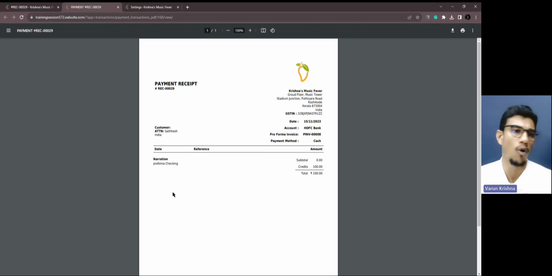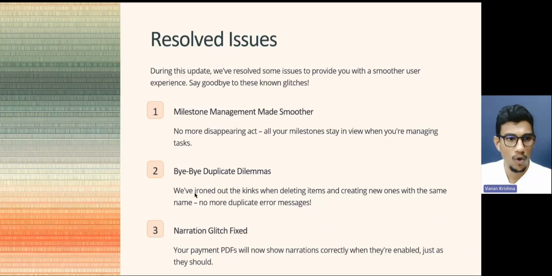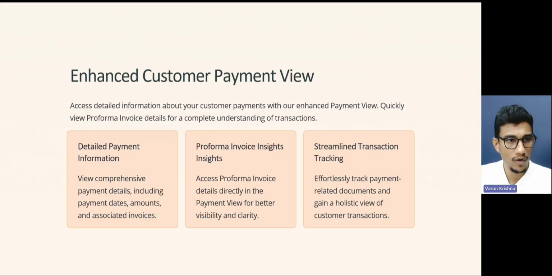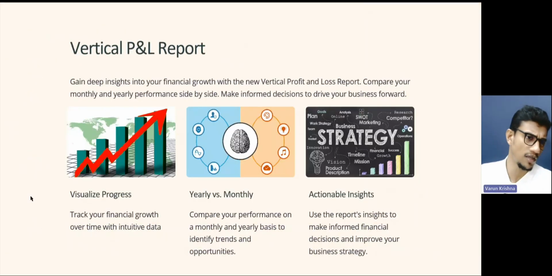All right, so these were the last 3 resolved issues, and these were the enhancements and feature updates that we have brought in our previous weeks. So we will just directly go back to our first slide itself, and I'll just give you a brief about what happened today in our webinar and also in the previous week of our release. We have introduced a new vertical profit and loss report, where the old profit and loss report has been renamed into horizontal profit and loss report.